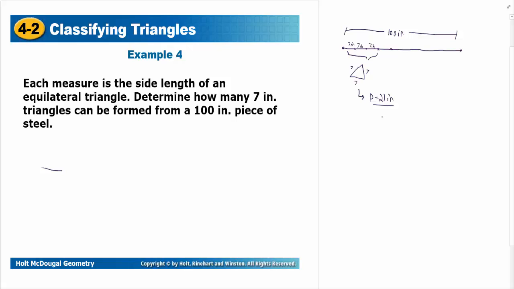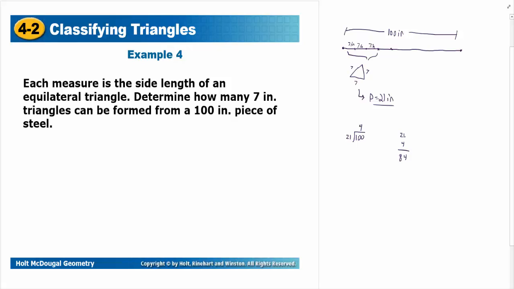How many 21-inch segments can I pull out? Because if I don't have the 21 inches, I need 3 sides for a triangle, then I can't form the triangle. So all we're really doing here is 100 divided by 21. We're seeing how many times does 21 go into 100. I know 20 goes into 100 5 times, but this isn't 20, it's 21. So it's not going to go 5 times, it should only go 4. And if you don't see that, let's go 21 times 4 and check it out. So 4 times 1 is 4. 4 times 2 is 8.